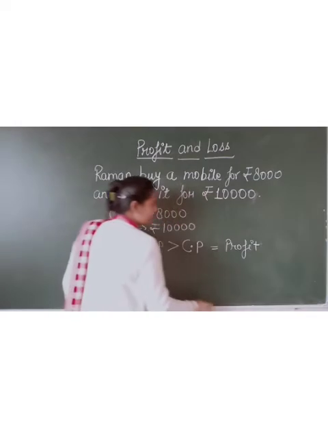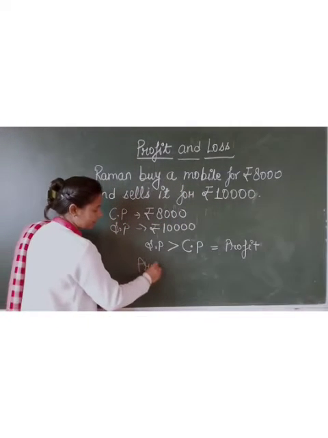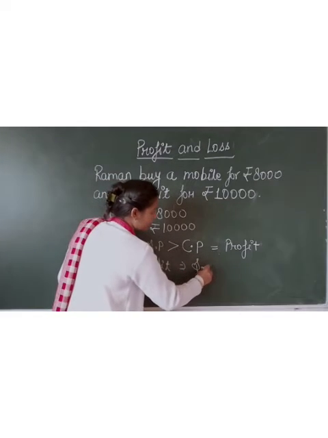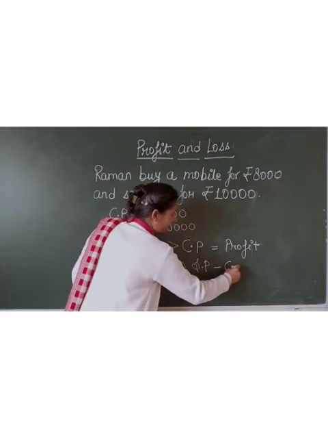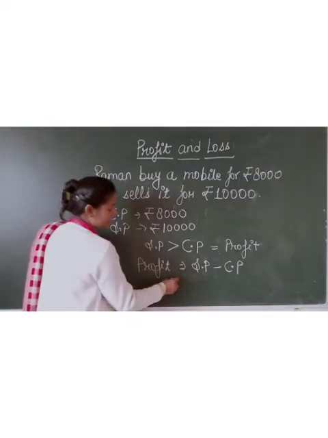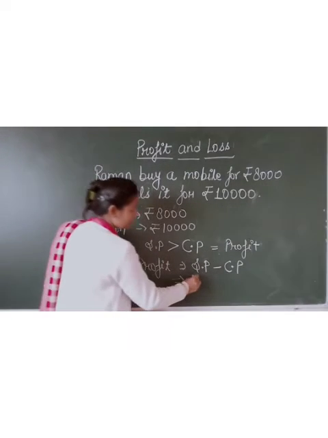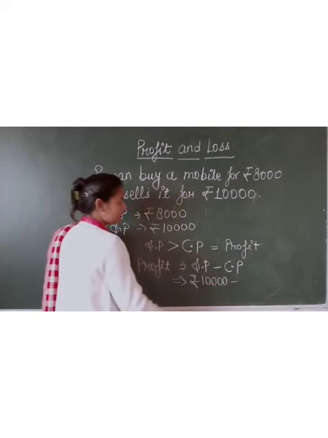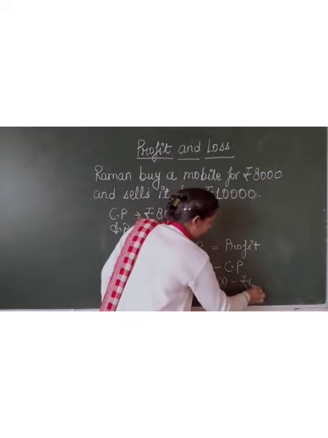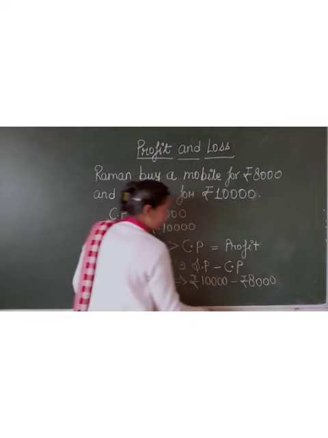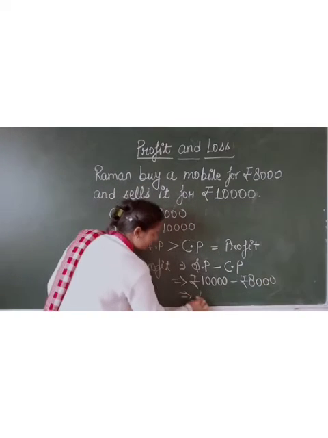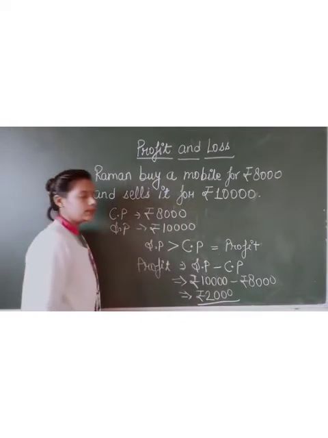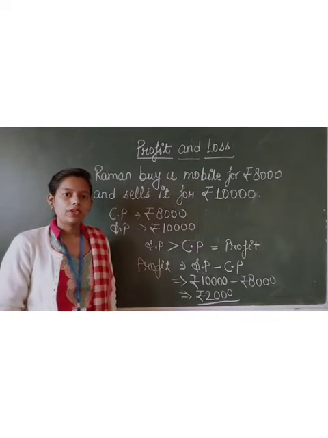And class, for finding the profit, what do we have to do? We have to subtract cost price from selling price. So our selling price is 10,000 rupees and our cost price is 8,000. So 10,000 minus 8,000, we get the profit of 2,000 rupees. Simple. So we have to subtract.